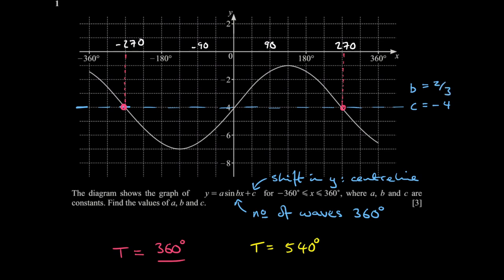Then lastly, what does A refer to? Well, A is the amplitude. It is the vertical distance from the center line up to the peak or down to the trough.